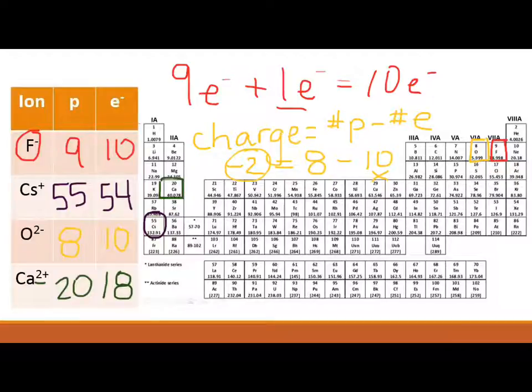All right. Now also, how do we name these again? Well, remember fluorine is fluoride because it's a negative charge. Cesium is just a cesium ion. Oxygen becomes oxide, and calcium stays as a calcium ion. The name doesn't change.